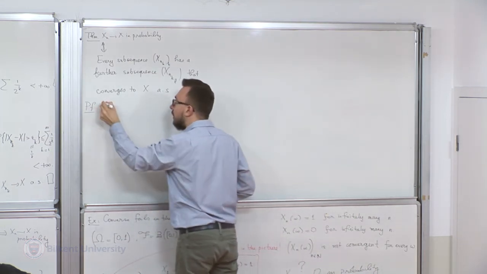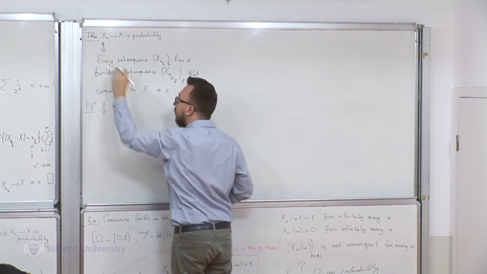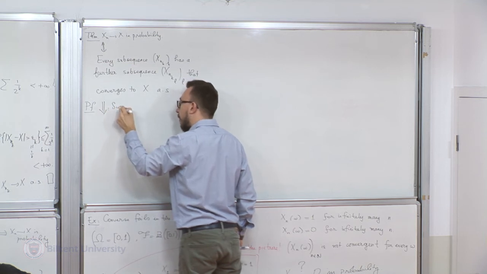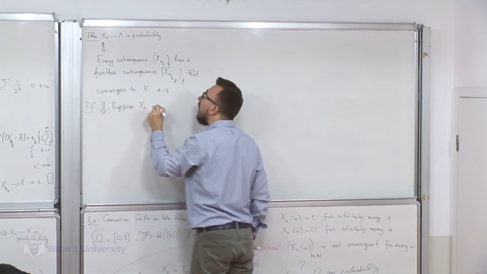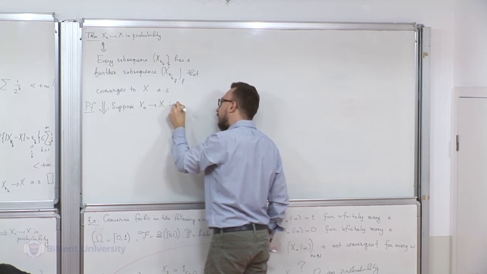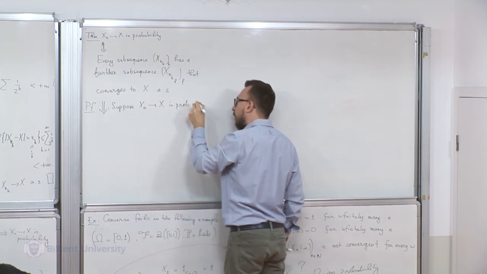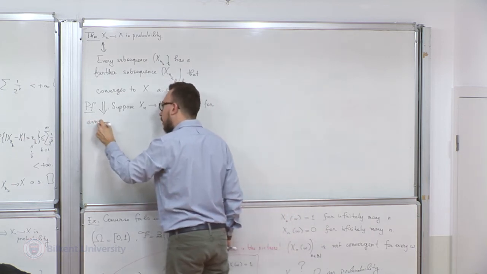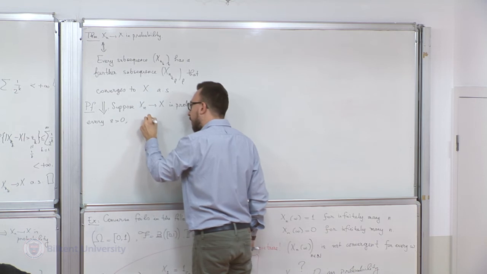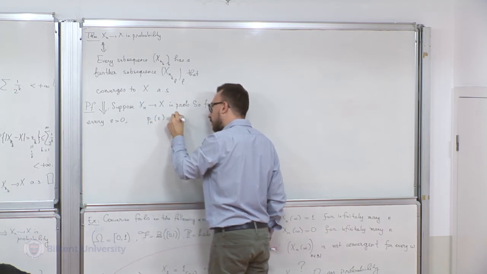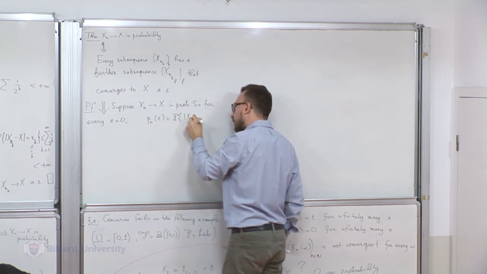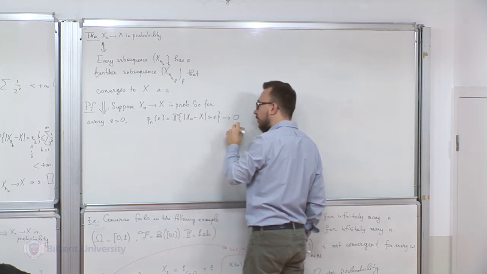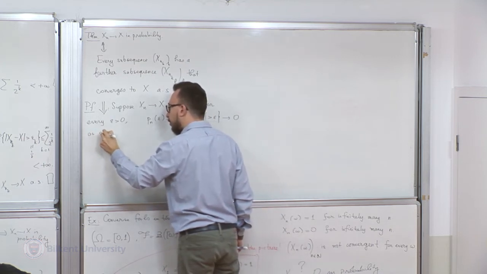Okay? So let's go from the first statement to the second statement first. So suppose Xn converges to X in probability. So for every epsilon, we have, just for convenience, I'm going to give it a name, p_n(epsilon), this converges to 0 as n goes to infinity.